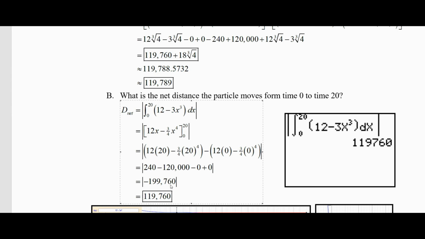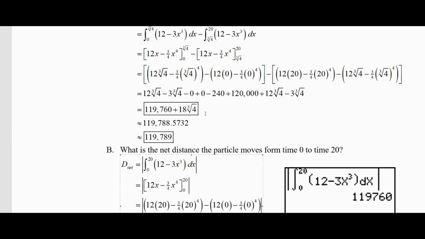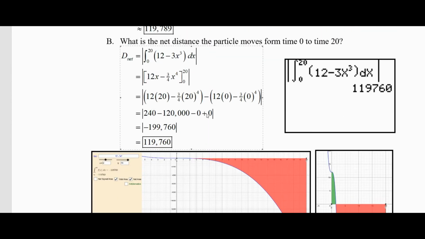Well, so that says that would be the green area minus the red area. But then you want to take, so it says that we ended up 119,760 units to the left of where we started, wherever that was. But this says that the net distance, of course, is the absolute value of that. It's a positive 119,760. So that's how far away from our starting point we ended up.